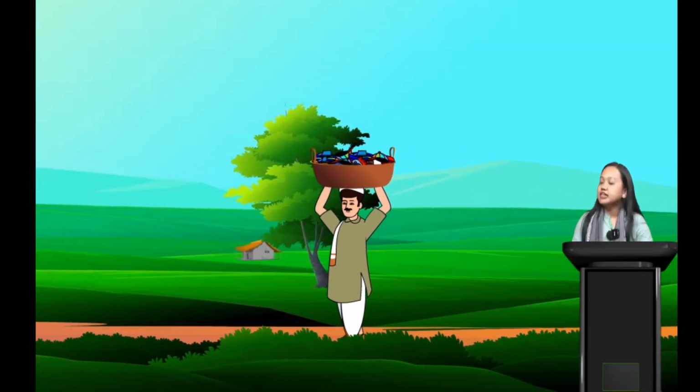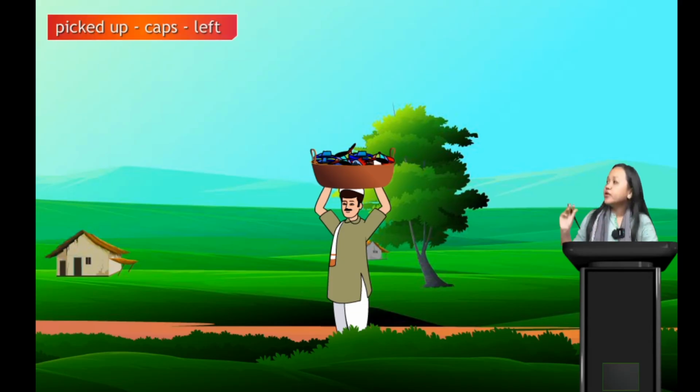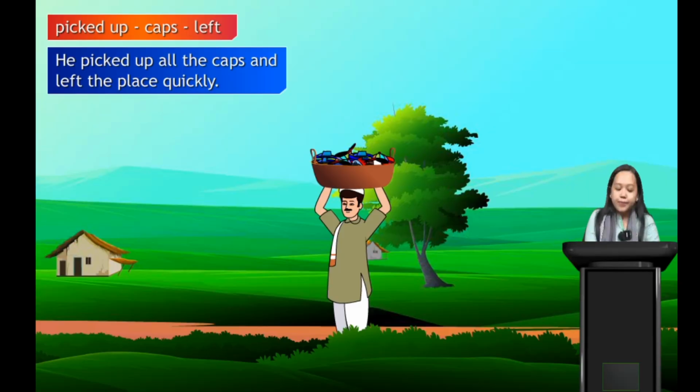Okay, so now next, what does he do? He goes to market carrying his bundle of caps. Now, what does it say? Picked up, caps, left. So with these words, let's form a sentence. What can we see? He picked up all the caps and left the place quickly.